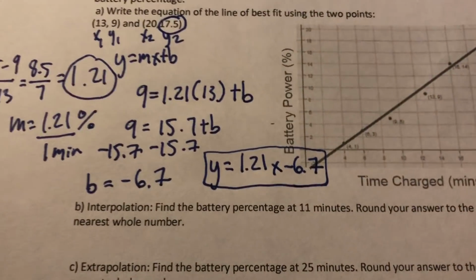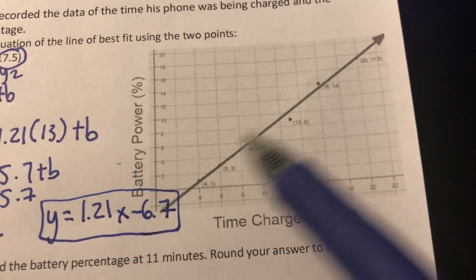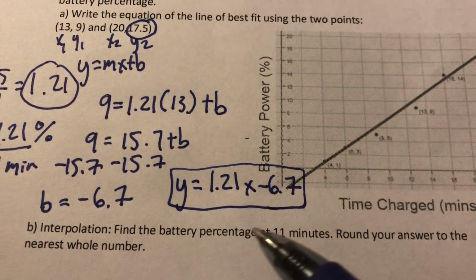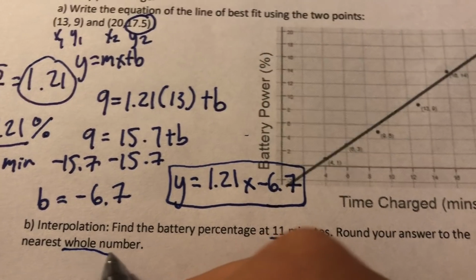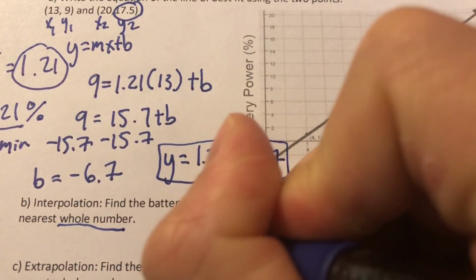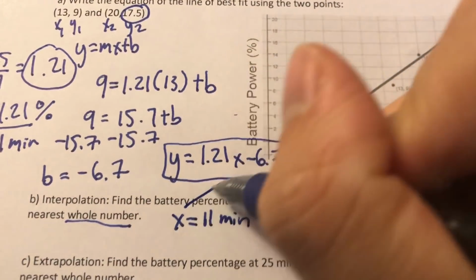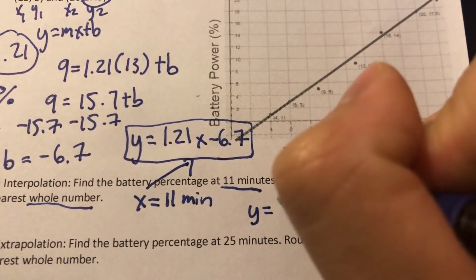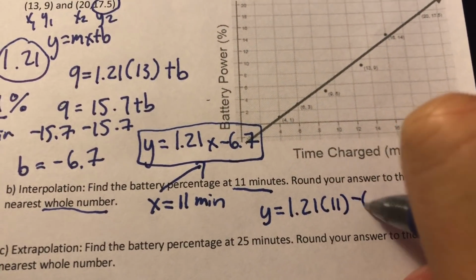So let's do some interpolation. Remember, interpolation is that we're trying to predict a data value from within the data that we have. It's what we see in front of us. So for this one, we're going to find a battery percentage at 11 minutes, and we're going to round our answer to the nearest whole number. So at 11 minutes, my x is going to be 11. I can plug this x into my equation that I found earlier, and I have y is equal to 1.21 parentheses 11 minus 6.7.